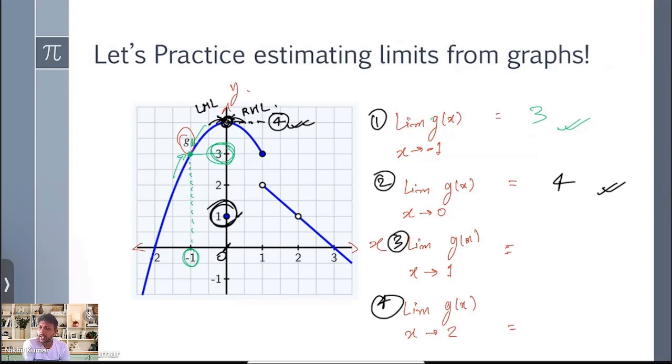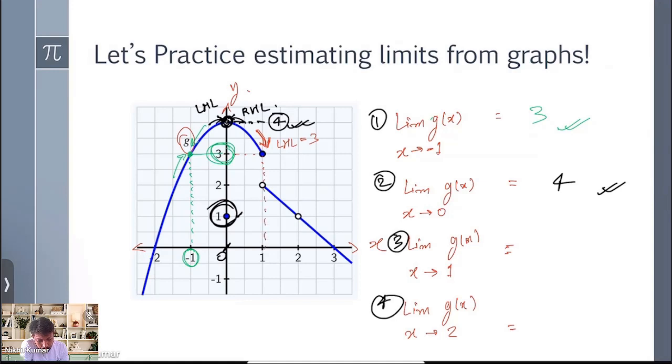Approach x from the left hand side, see what you're getting. Approach x from the right hand side, see what you're getting. Approach 1 from the left hand side, if I do that, I'll get this. This is 3. So I see that the left hand limit is 3.